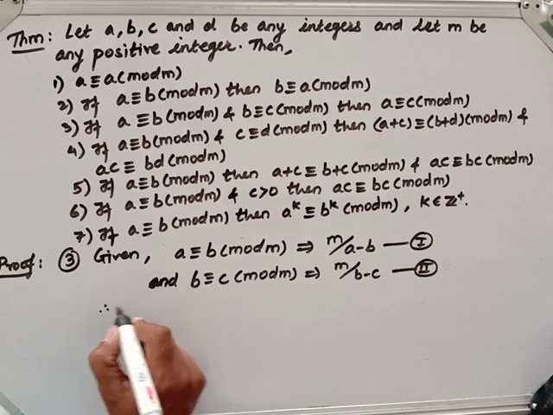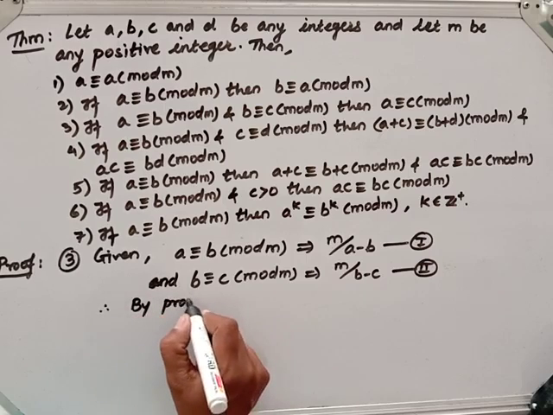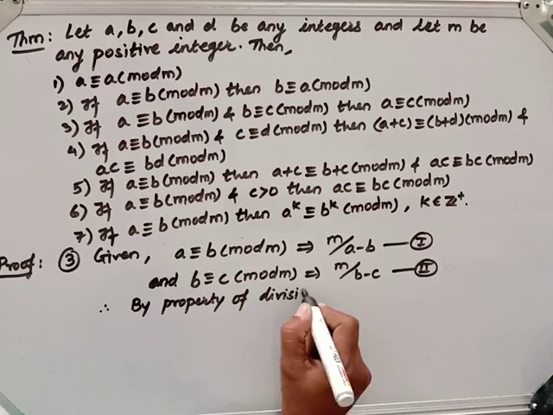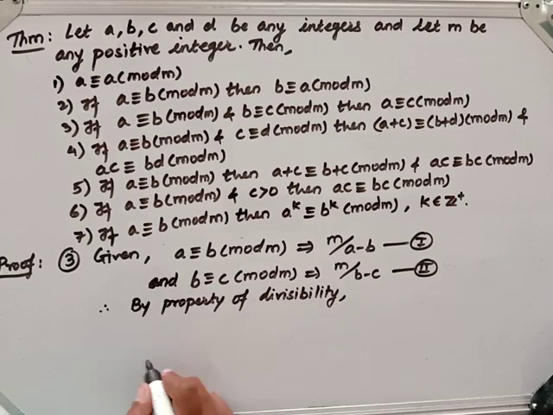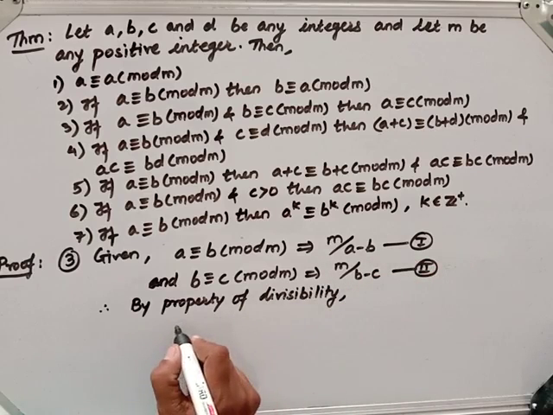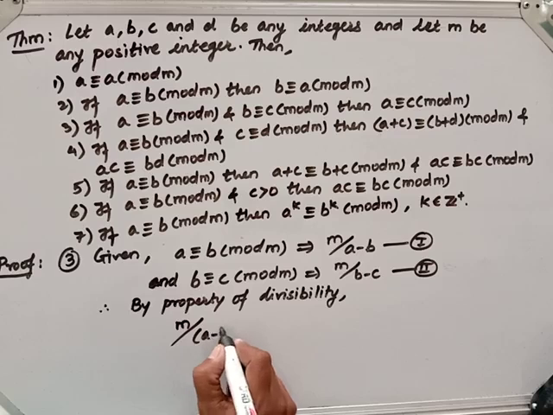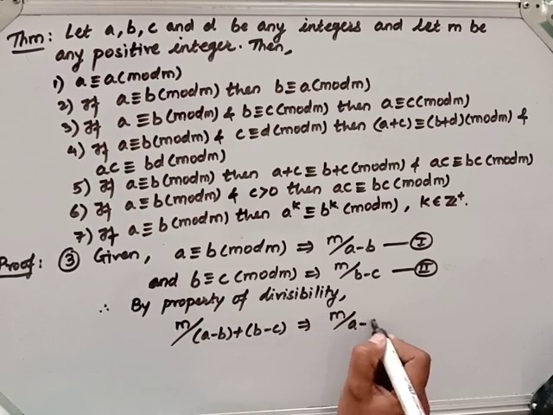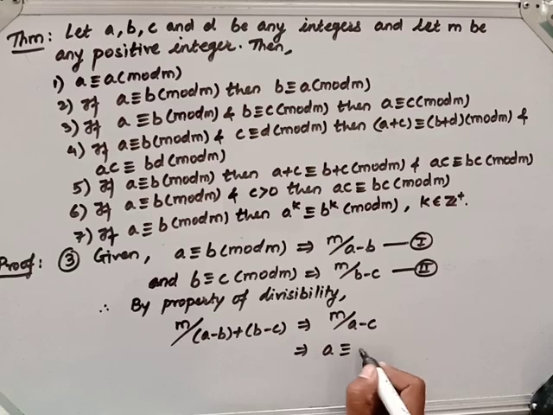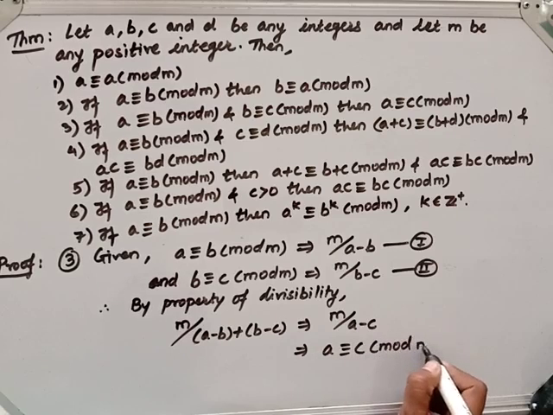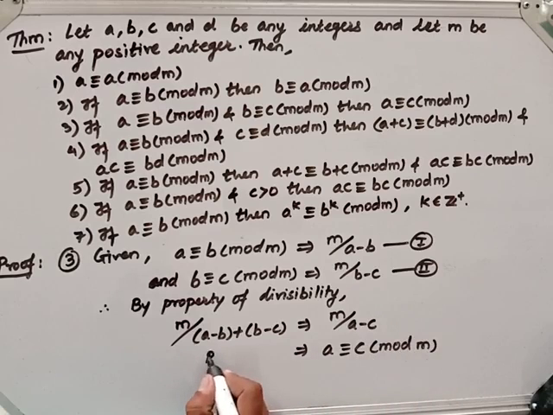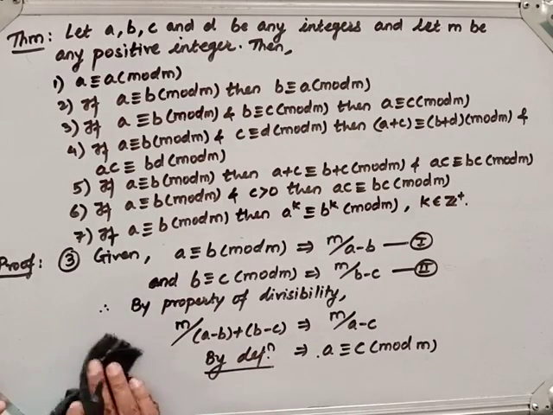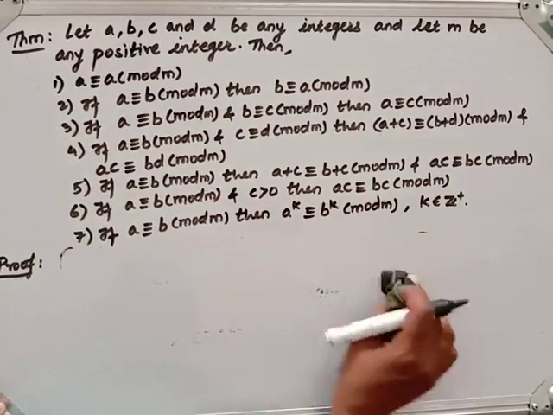Okay. Therefore, by property of divisibility, from 1 and 2 we get M divides A minus B plus B minus C. That is M divides A minus C. That is A is congruent to C modulo M. This is by definition of congruence. Fine. Now the next, fourth part. Let us prove the fourth part.